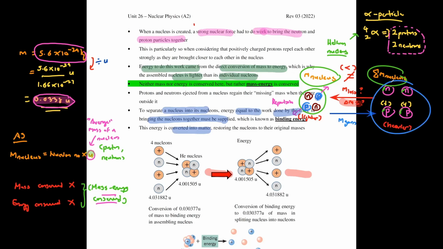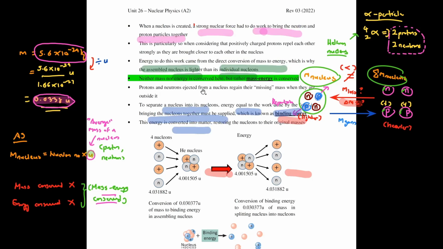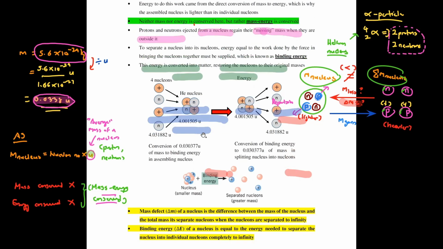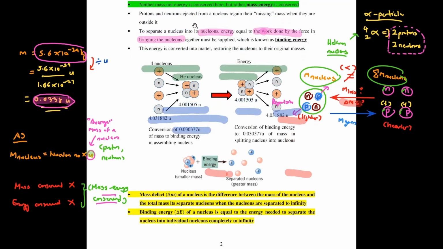Okay, now that energy that you supply in order to break your nucleus into the individual nucleons has a very specific name for it. That one is called binding energy. Okay, binding energy is a definition that will come up quite often in your exam questions. So binding energy is defined as the energy needed to separate a nucleus into individual nucleons completely to infinity. Okay, completely to infinity, this one is the keyword here, all right?